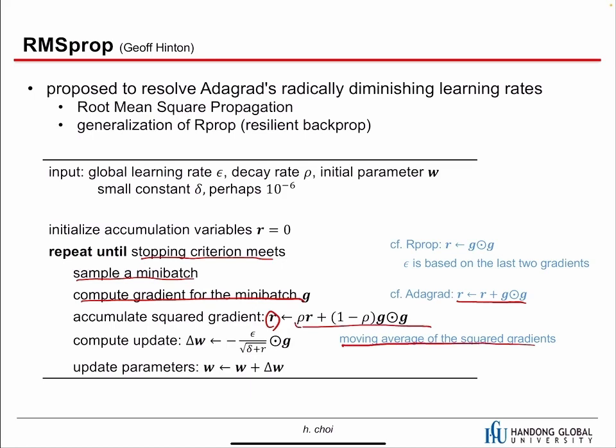So this rho is somewhere between 0 and 1, so it is actually the average of r and the squared gradient. So it cannot grow too fast. It is not accumulating. Okay, and the updating rule is the same as AdaGrad. So only this r is slightly different. So only this difference is making a different algorithm. And I think RMSProp is more popular than AdaGrad.